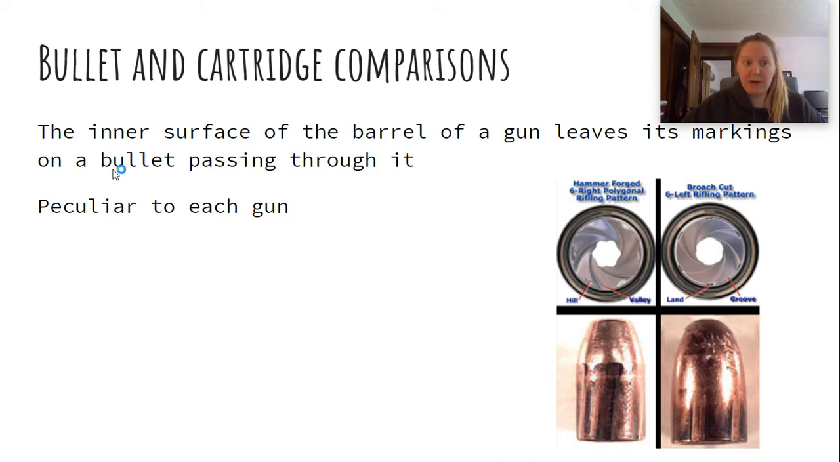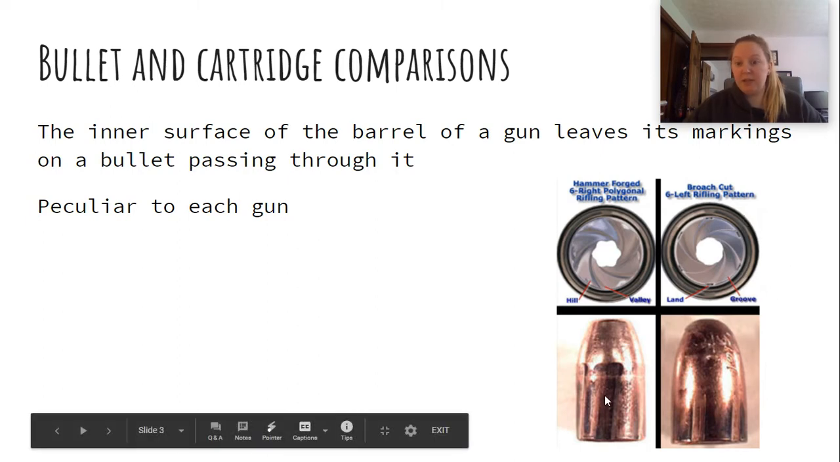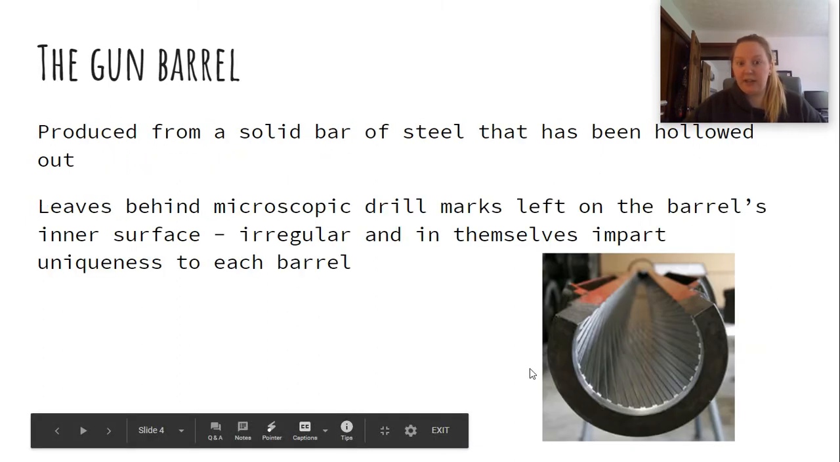Bullet and cartridge comparison. The inner surface of the barrel leaves its markings on a bullet as it passes through it. That is particular to each gun. Each gun manufacturer has its own unique interior of the barrel of the gun. You can see this one has a bunch of hills and valleys that twist in one direction. This one is twisting in another, and the bullets it fired are representative of that.